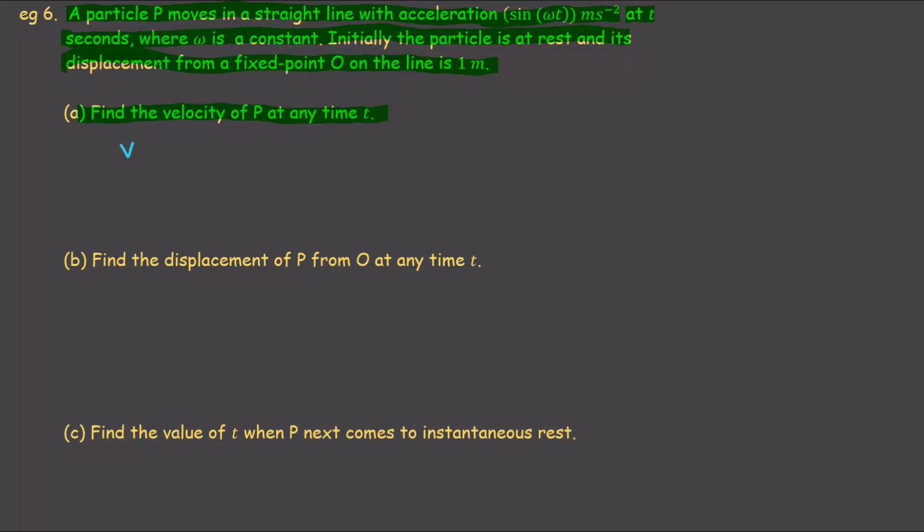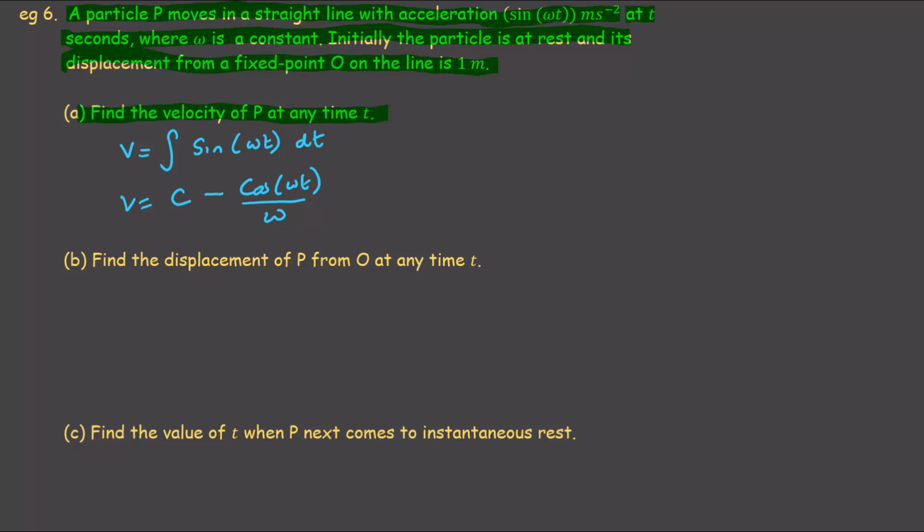So we know that velocity is the integral of acceleration, which in this case is integrating sin(ωt) with respect to t. Now sine integrates to negative cos, so we could write this as c take away cos(ωt) divided by ω. That's just the chain rule reversed because we're integrating.